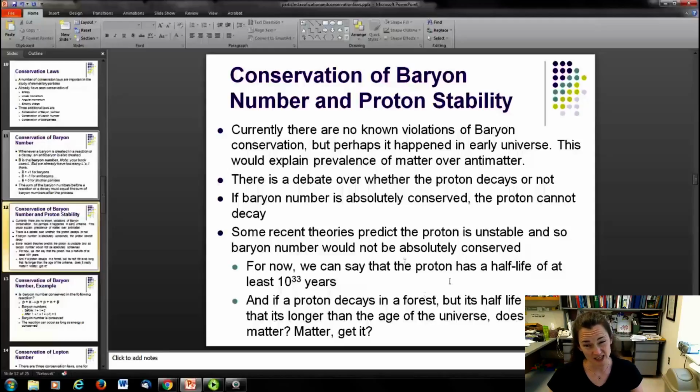And if a proton decays in a forest, but its half-life is so long that it's longer than the age of the universe, does it really matter? Get it? Matter? Okay. Sorry, it's a bad joke. Just trying to lighten the mood a little.